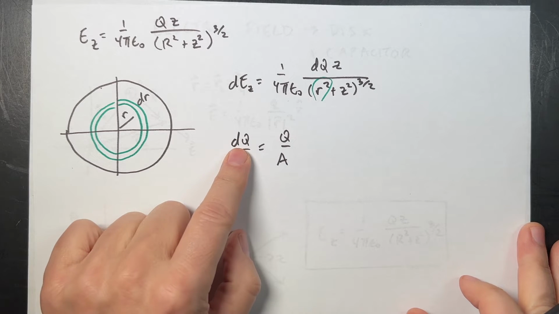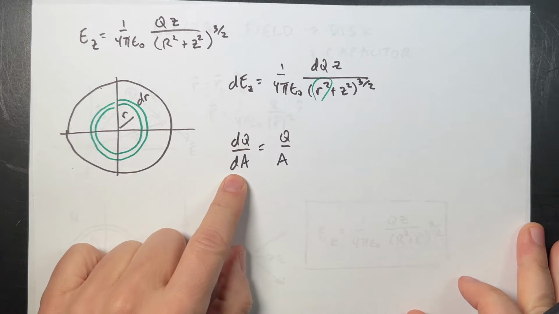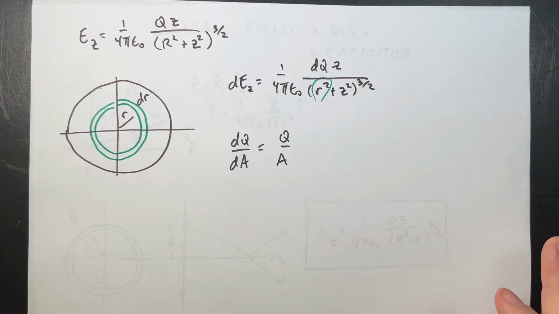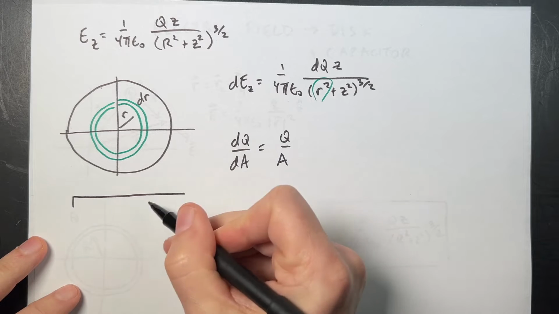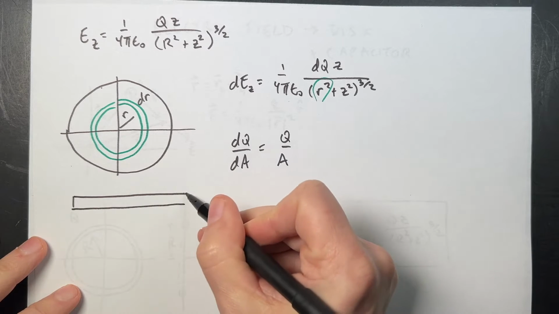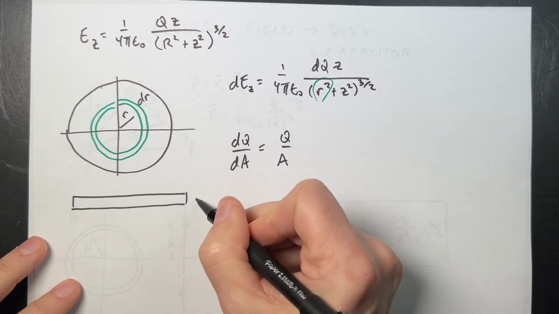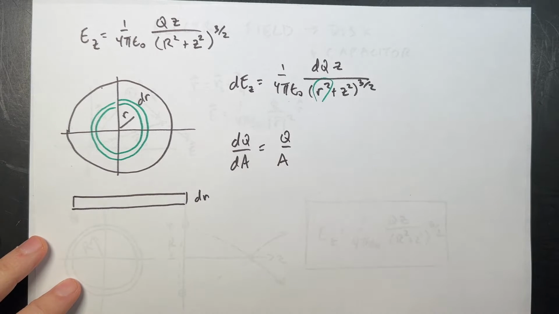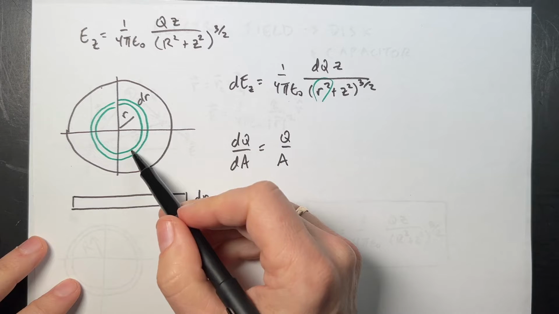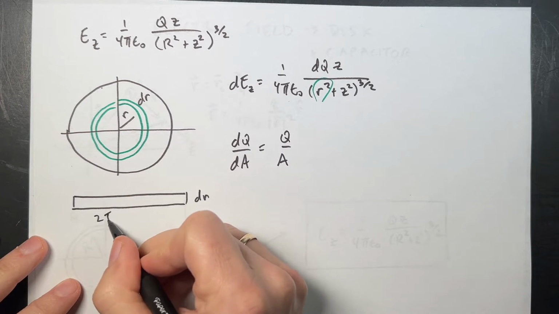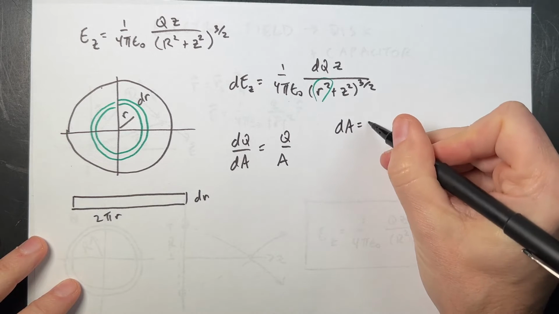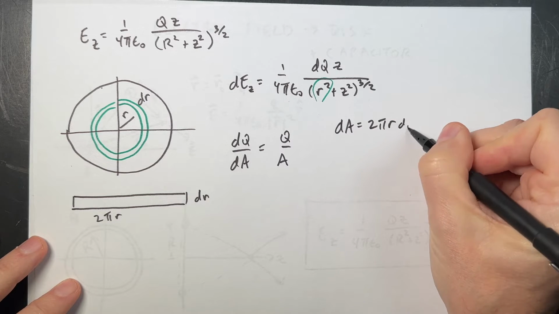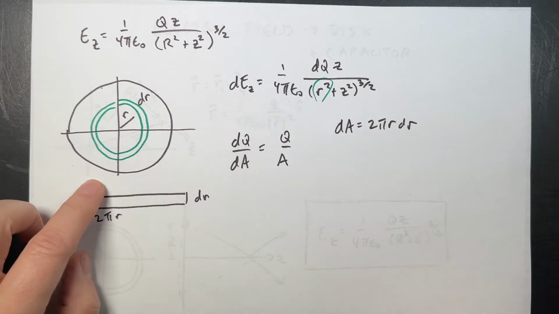So now we need to get dA. What's the area of this ring? Now, you may think this is a cheat, and it kind of is. But imagine I take that ring and I unroll it. And so now it's a rectangle, has a length of dr. Well, a width. How long is it? Well, if I go all the way around, it would be 2 pi r. So dA is going to be 2 pi r dr. Right? It's the area of that thing.